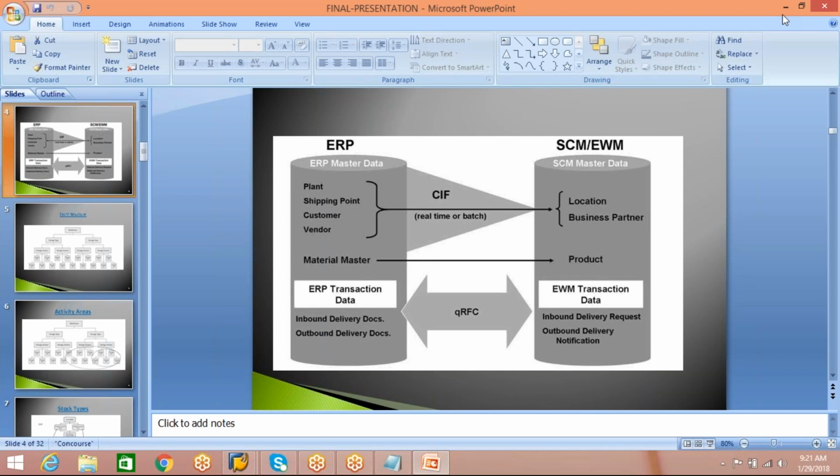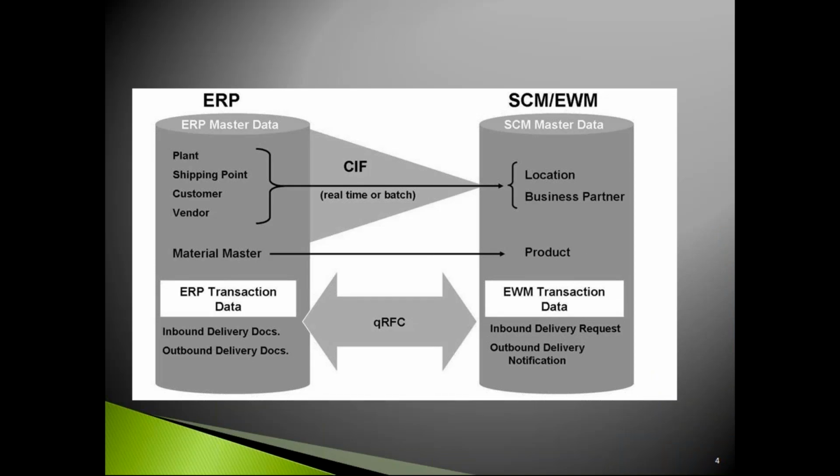My question is, as you said, the core interface is always unidirectional, and QRFC is two-directional, from ECC to EWM and EWM to ECC. Yes, exactly. My question is, organization data is not treated as master data, if I'm not wrong. Plant and shipping point are organization data. Will it be treated as master data in EWM?